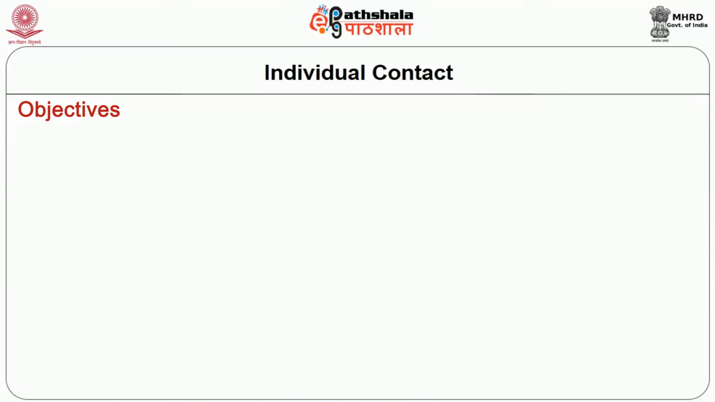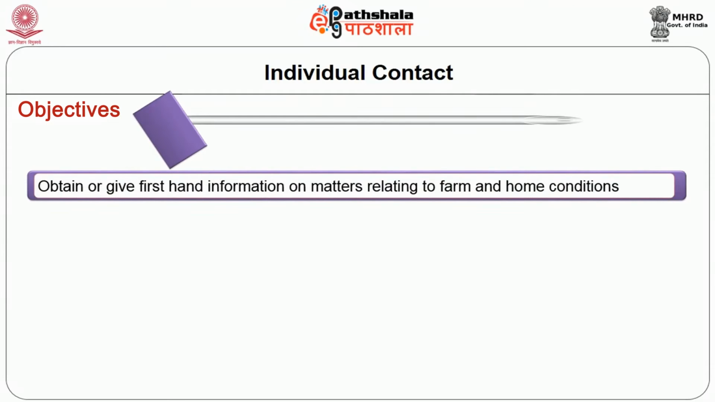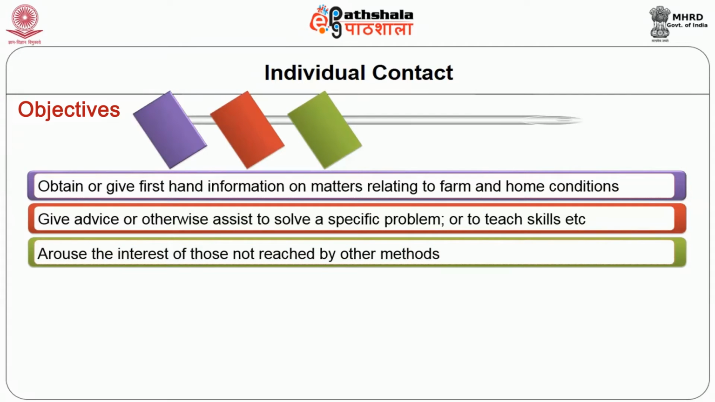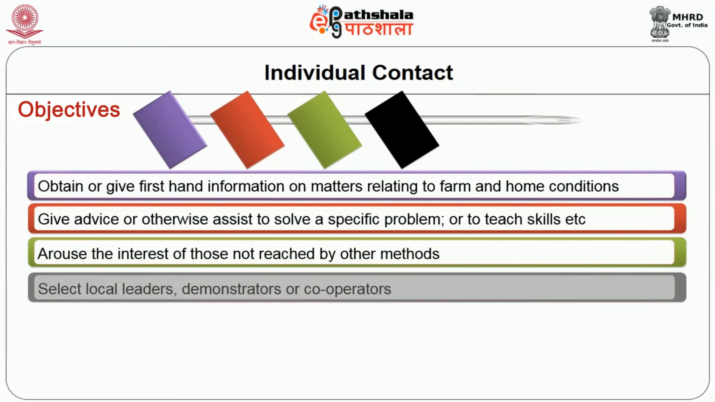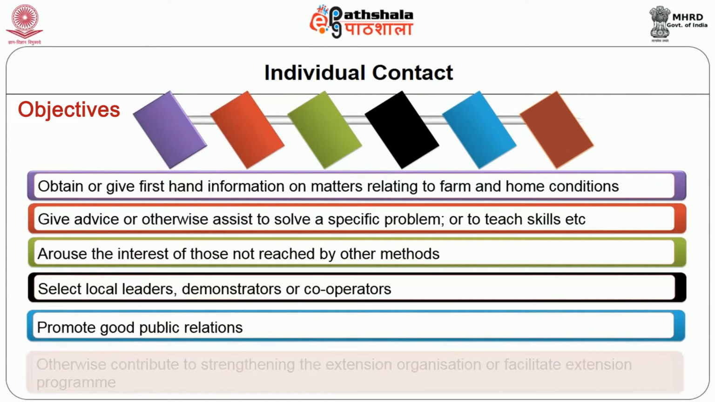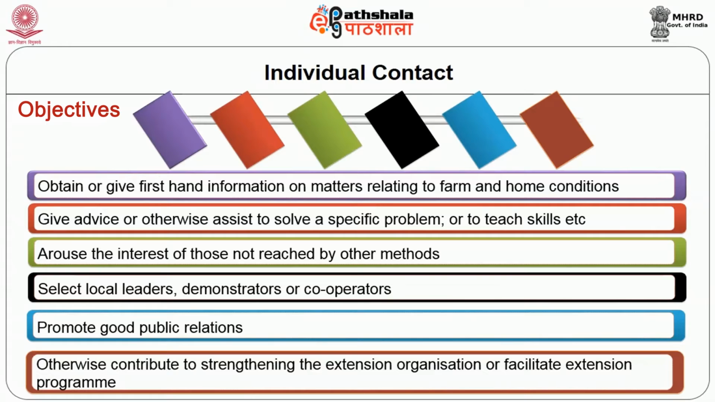The objectives of the farm and home visit. Number 1, obtain or give first-hand information on matters relating to farm and home conditions. Number 2, give advice or otherwise assist to solve a specific problem or to teach skills. Number 3, the farm and home visit arouses the interest of those not reached by other methods. Number 4, select local leaders, demonstrators or cooperators. Number 5, promote good public relations. And number 6, the farm and home visit can be used to contribute to strengthening the extension organization or facilitate extension program.